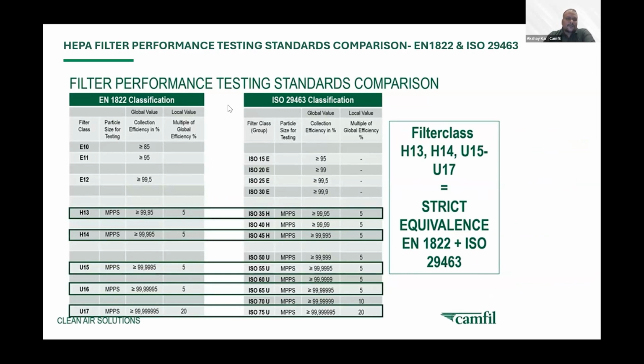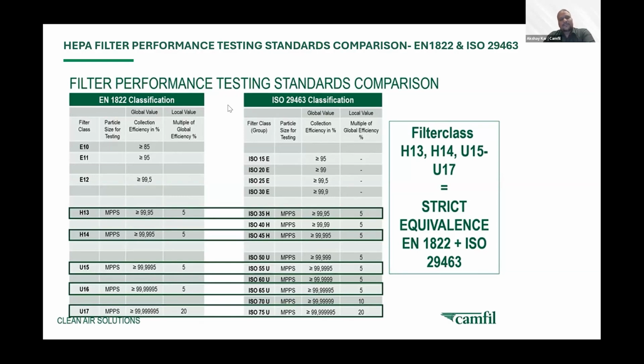EPA, when we talk about efficiency, has an efficiency of around 85% at MPPS value. We have to be very clear on one part: whenever we are discussing the efficiency of HEPA filters, if it comes under the EN1822 classification or the ISO 29463 classification, it should only be on MPPS particle size, which is the most penetrating particle size, starting from 0.1 to 0.2 micron, not 0.3. In most presentations, people generally tend to say that HEPA is generally down to 0.3 micron or something like that.